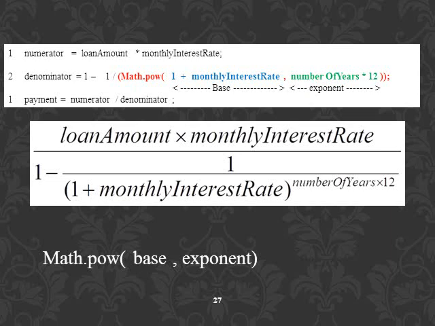so that we can raise a number to a power. The arguments are the base, the number that we want to raise to a power, comma, and the exponent, the power to which we want to raise the value of the base. So it's pretty straightforward.